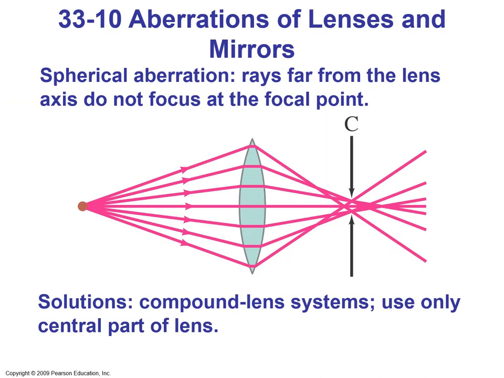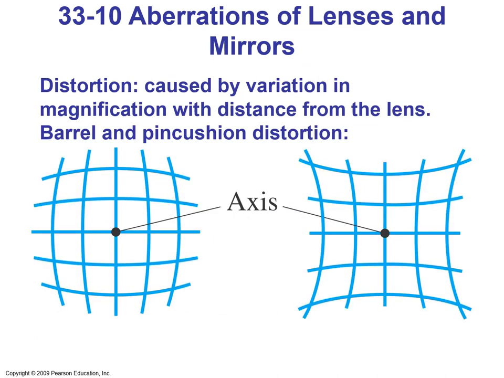Section 10. Aberrations of lenses and mirrors. Spherical aberration is the case where rays far from the lens axis do not focus to the focal point. We can avoid this situation by using a compound lens system or only using central parts of the lens. Distortion is caused by variation in magnification with distance from the lens. In the image here, we have an example of barrel and pincushion distortions.